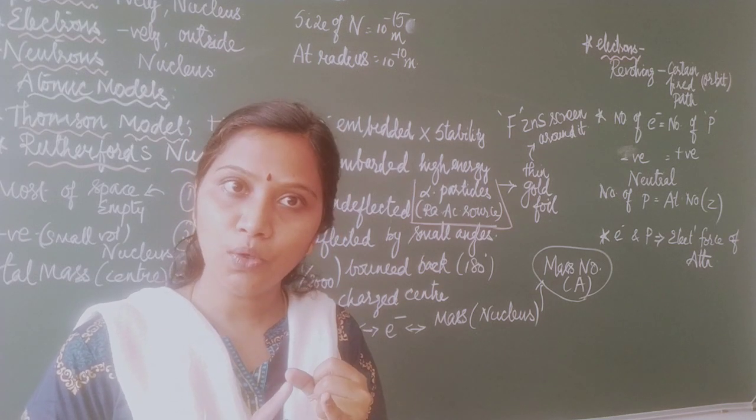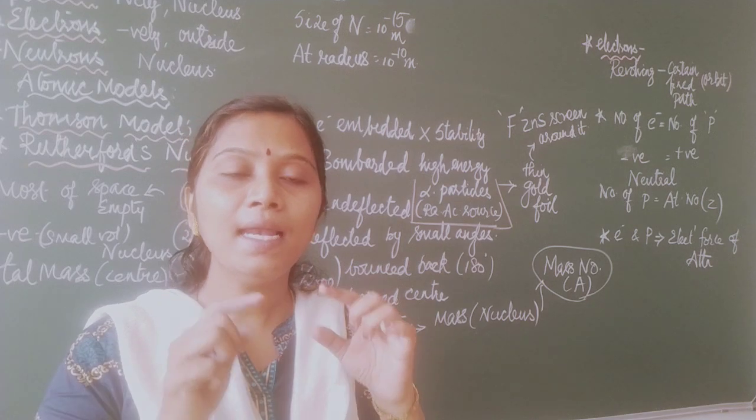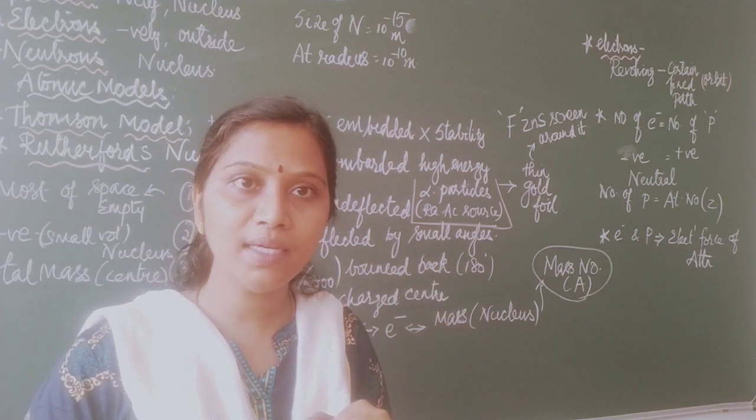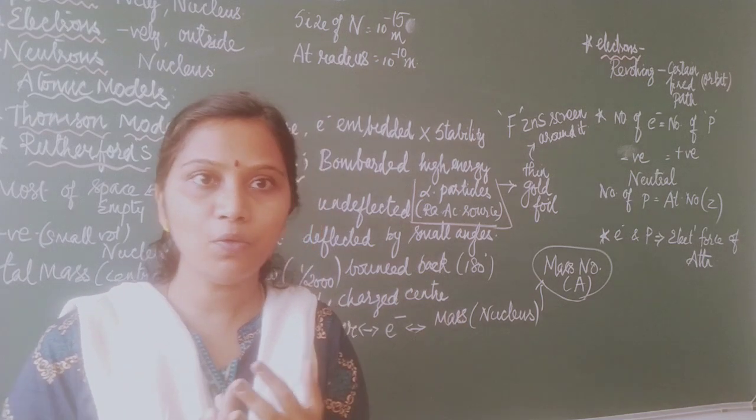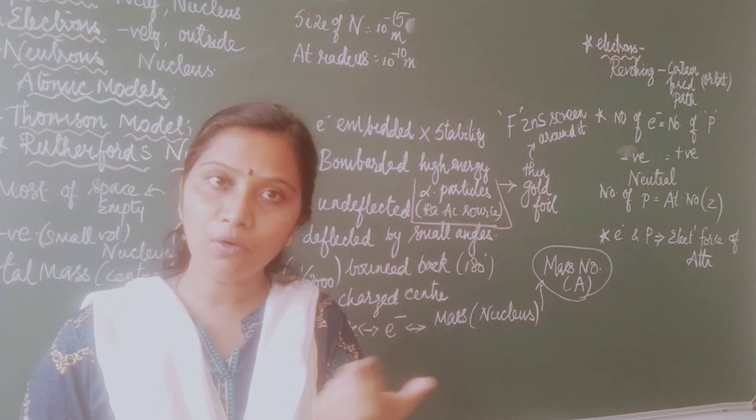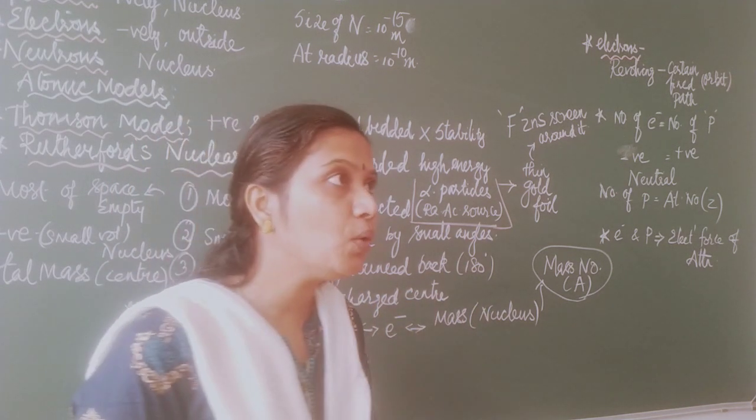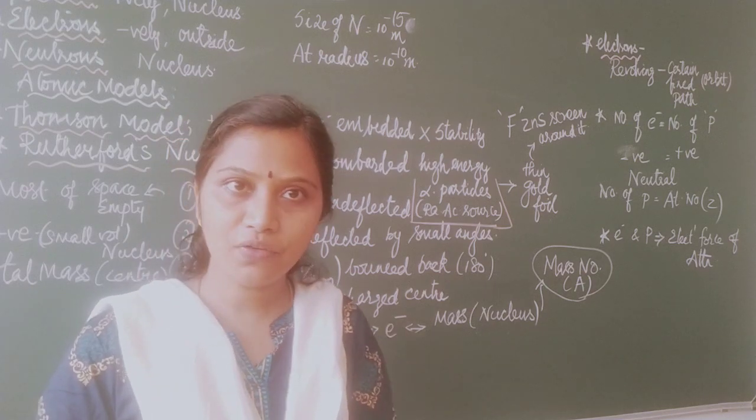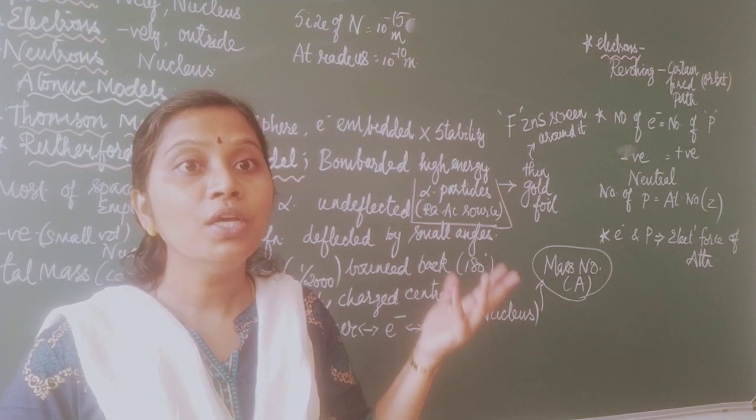I told you, in the nucleus protons and neutrons are present, and electrons are moving around the nucleus in a circular path called orbits. As planets revolve around the sun, in the same way electrons revolve around the nucleus in a fixed circular path called orbits. Now we know the charge of electrons, right? The charge of electrons is negative.